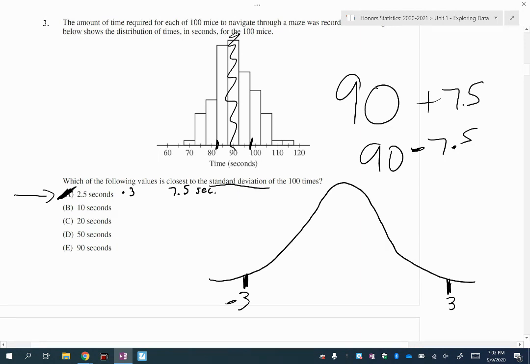If I do the same thought process for letter B, that'll be about 30 seconds. 90 plus 30 is about 120, and then 90 minus 30 is 60. So it's not perfect, but you can see that makes more sense to me in terms of a standard deviation in this type of problem. If I try 20 and 50 and 90, those are going to be much too large, and it's going to show way too much spread as opposed to what's in this actual histogram. So the only answer choice that actually makes sense for the standard deviation here is letter B.